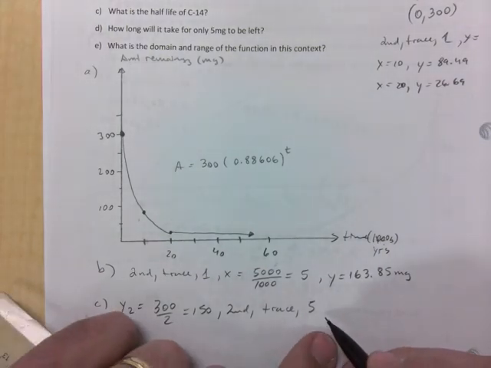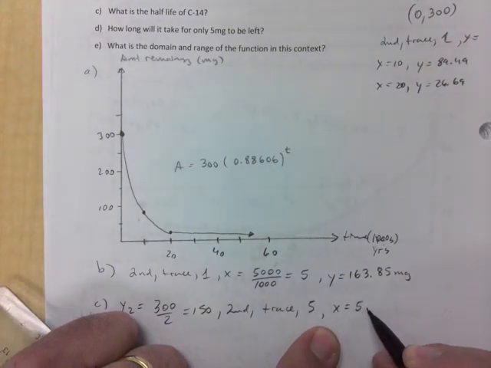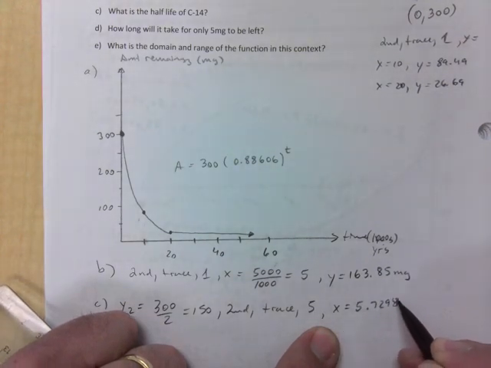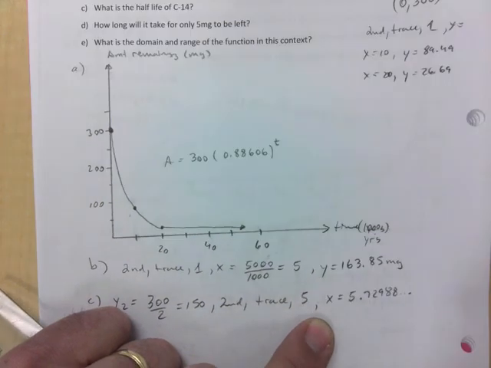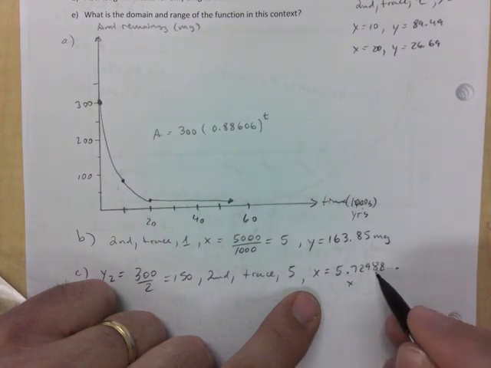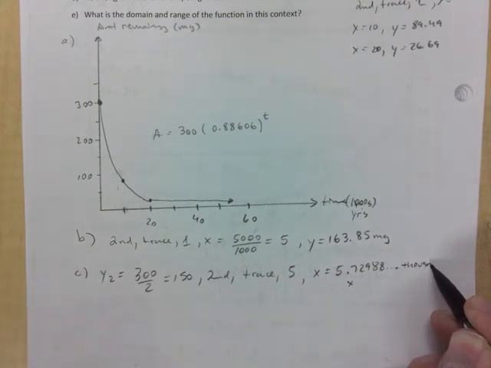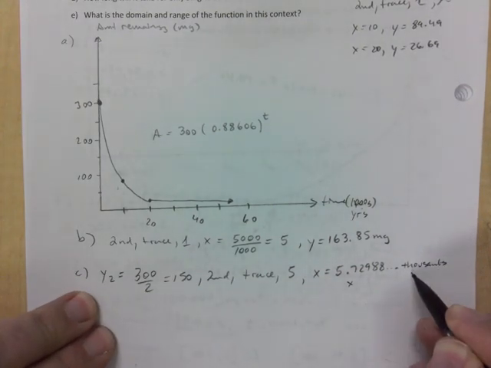Watch what I'm going to do here. X is equal to 5.72988 and so forth, thousands of years, right? So when you get this statement, you can say thousands of years.